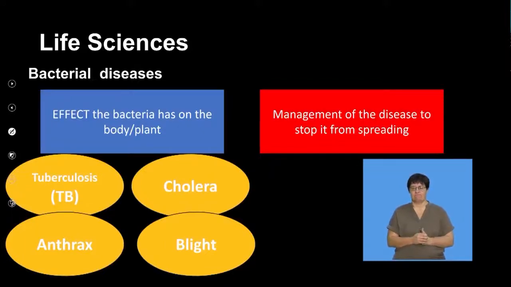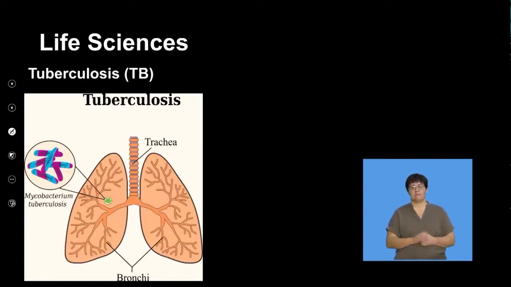Okay, guys, we are looking at the 4 that I've put up here in yellow. We're going to be looking at TB, anthrax, cholera, and blight. And I'm going to put here blight, rust. All right, 2 things that we're going to look at. So what's our first disease?